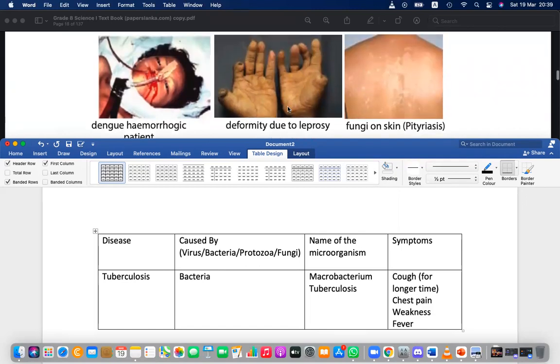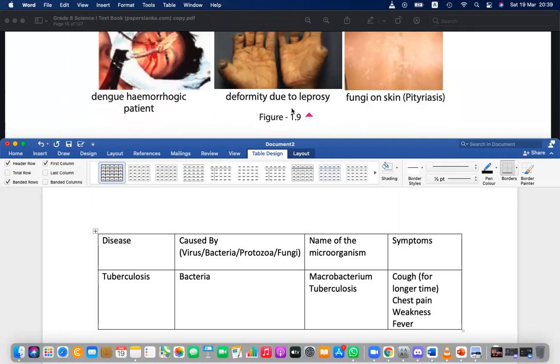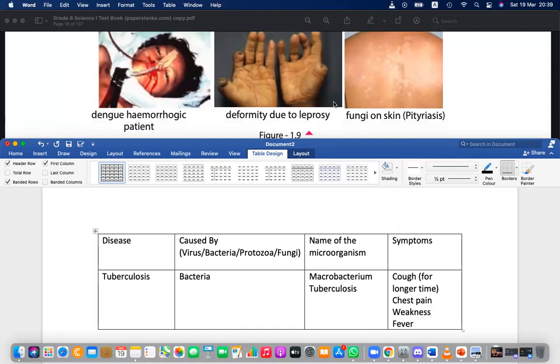Here is another one. This is deformity due to leprosy. Leprosy means what? What's the term? Laduru? Yes, Laduru.